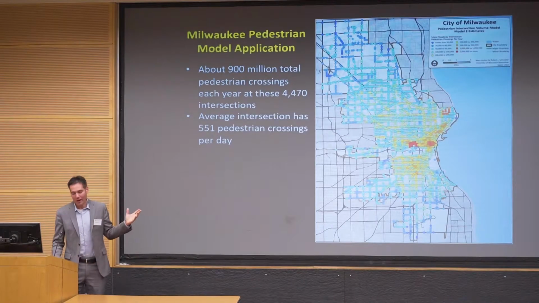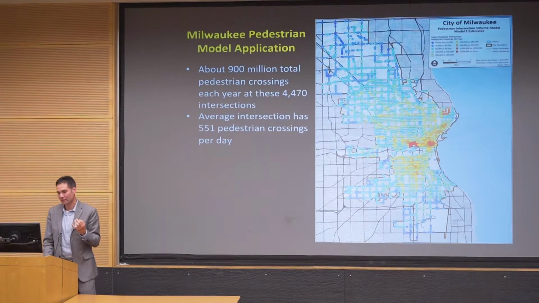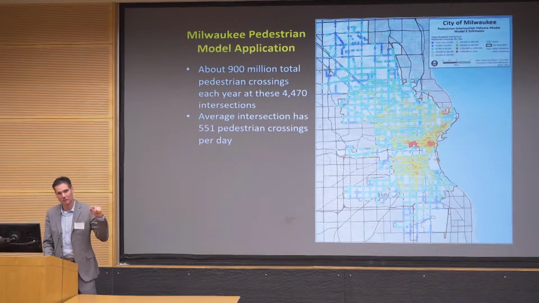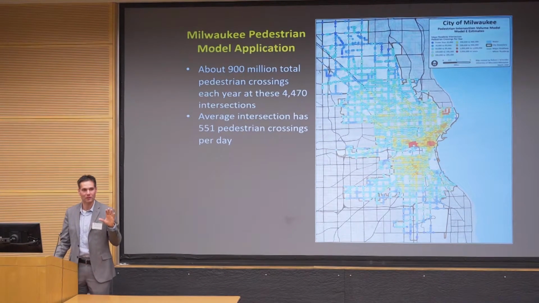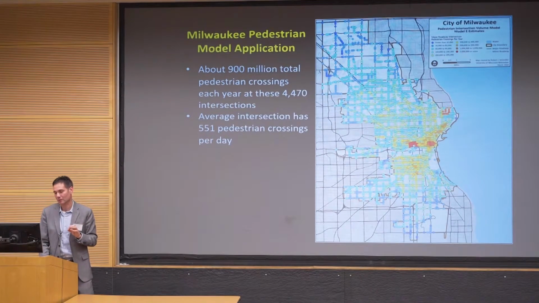When we applied the model to the city as a whole, these 4,470 intersections, if we counted up all the times pedestrians cross these throughout the entire year, we get 900 million pedestrian crossings. So the average intersection has about 551 pedestrian crossings per day.